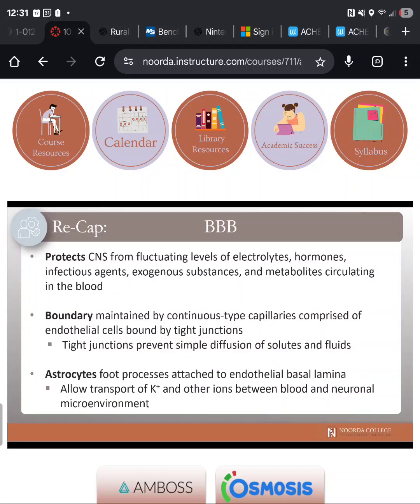Thus, here's a recap of the blood-brain barrier. It protects the CNS from various substances. It maintains a boundary with continuous type capillaries and those tight junctions. And then the astrocyte foot processes are attached to the endothelial basal lamina, supporting communication between the CNS environment and the blood flow.